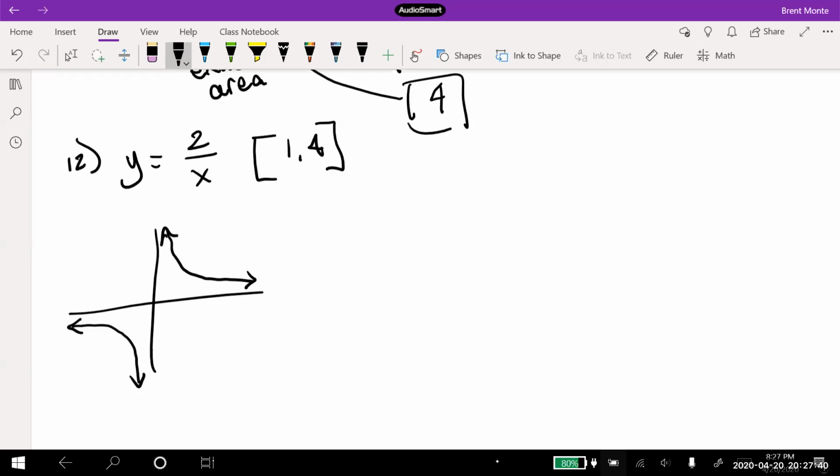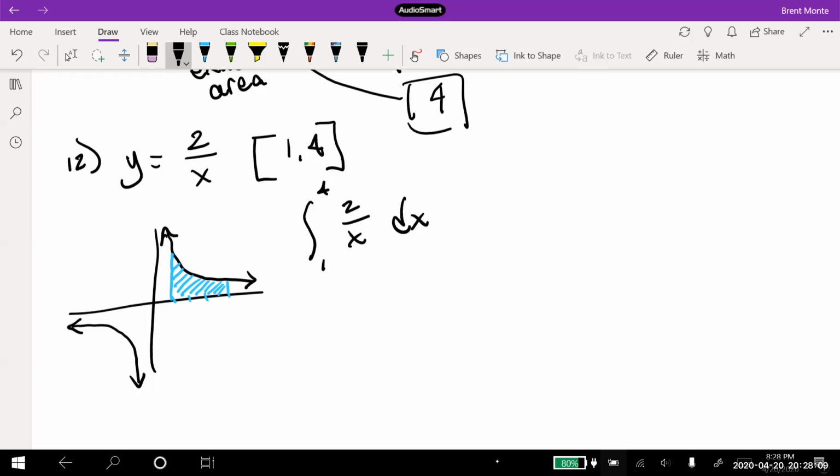So anyway, what we're trying to do is find the area between 1 and 4. Well, if I go 1, 2, 3, 4, it's this area right here. I'm trying to find this area. And you don't have to draw it. If you're thinking, oh, I don't know what this graph looks like, that's fine, because we don't need the graph. We're just integrating 2 over x dx from 1 to 4.